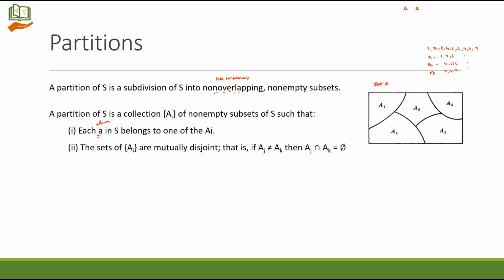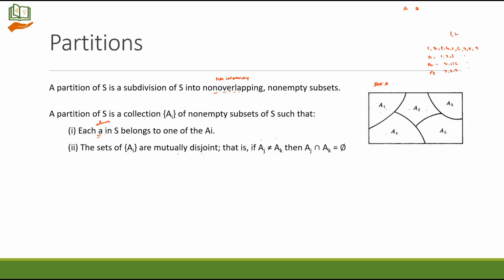Why do they mention the term mutually? Between any two sets it is applicable. It can be between A1 and A2, it can be between A1 and A4, it can be between A2 and A5, A3 and A1, anything. And what do they say here? Aj is not equal to Ak. So at a time you are comparing two subsets and they say they are not equal. It means they don't contain the same elements as well as same number of elements.